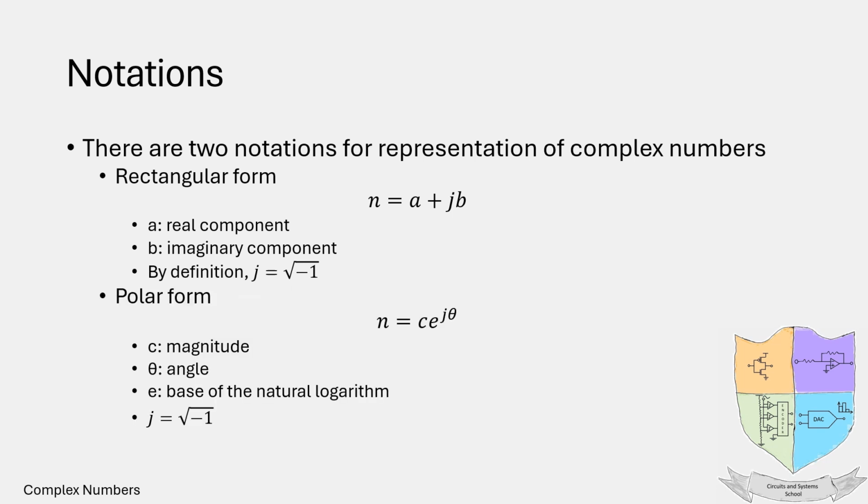In the polar notation, a complex number is expressed as its magnitude and angle. C is the magnitude, theta is the angle, e is the base of natural logarithm, and again, j is the square root of -1.